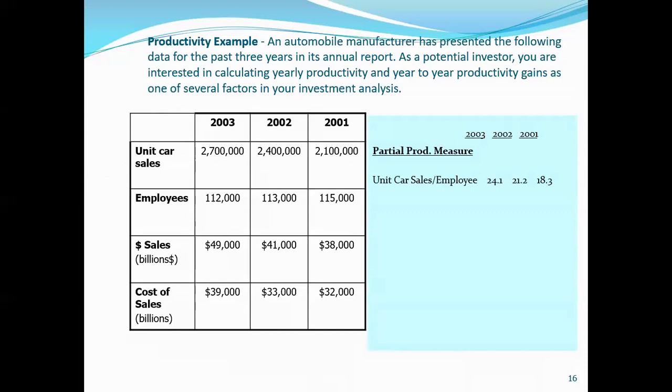We have 18.3 in 2001, 21.2 in 2002, and 24.1 in 2003. It shows it's improving, which is good. The year-to-year improvement from 18.3 to 21.2 is 15.8%, and then 13.7% the next year. So the improvement rate decreased a little bit.